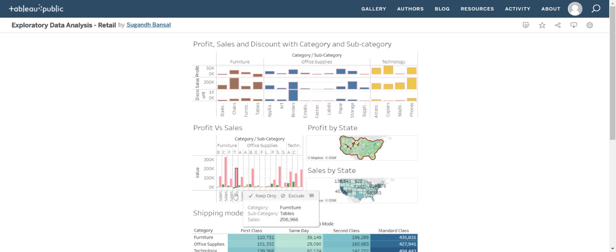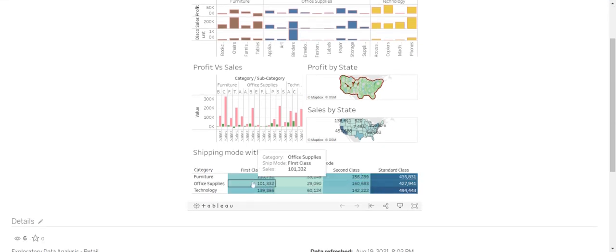Here you can see profit versus sales with the same category and subcategory. Here is the map with all the profit, and here is the map with all the sales. Here you can see the ship mode with the category, like which category is used for which shipping. We can see here standard class shipping is the most popular and most in demand of any.